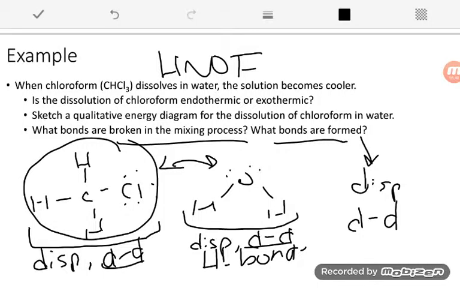That's why this would be an endothermic process. We see that we're breaking a really strong bond here, and we're forming a weaker bond. That's why we're not going to release as much energy. So we're going to break dispersion, dipole-dipole in chloroform, break dispersion, dipole-dipole, and hydrogen bonding in water, and we're only going to form dispersion and dipole-dipole intermolecular forces once we mix them together.